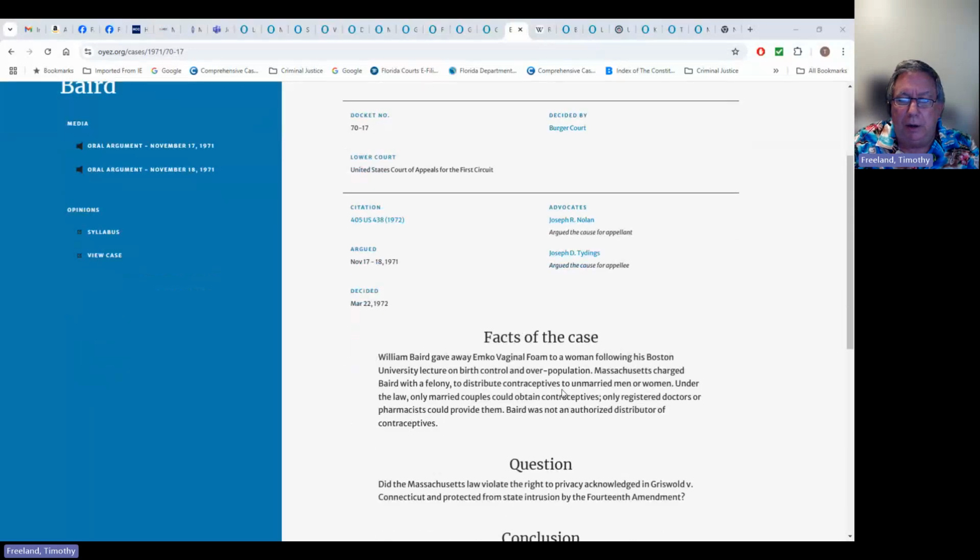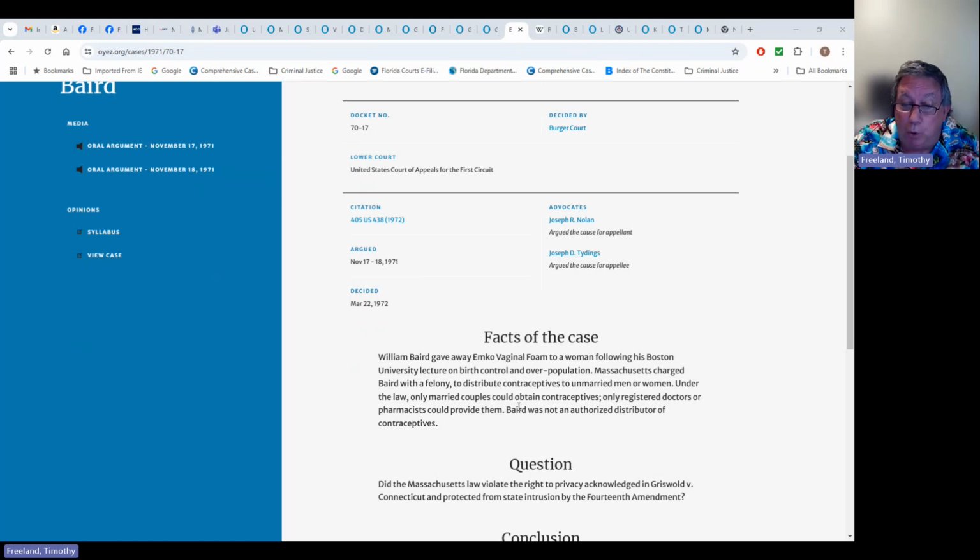The next case that interprets this newly found right to privacy addresses not married couples, but singles, and that's Eisenstadt versus Baird. In this case, it's a similar issue, but a woman was given a contraceptive, vaginal foam. And the Massachusetts law that prohibited the giving of birth control to unmarried men or women was challenged.